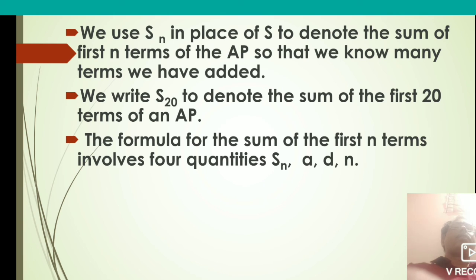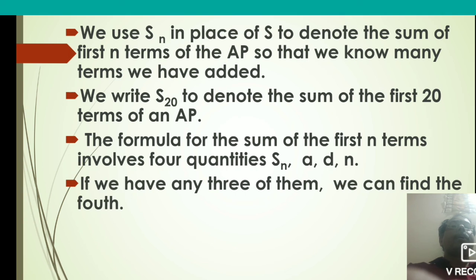The formula for the sum of first n terms involves 4 quantities. You can observe them: Sn, a, d, n. Here a is the first term, d is the common difference, and n is the number of terms. If we have any 3 of them, we can find the fourth.